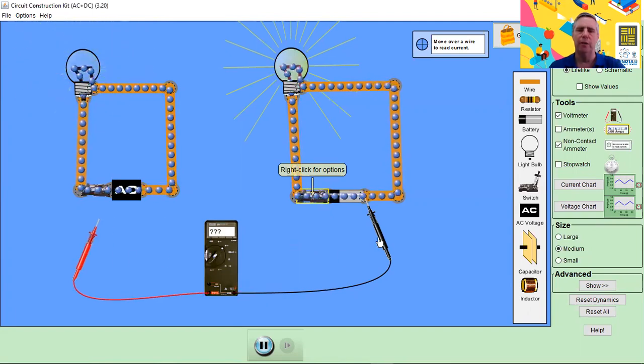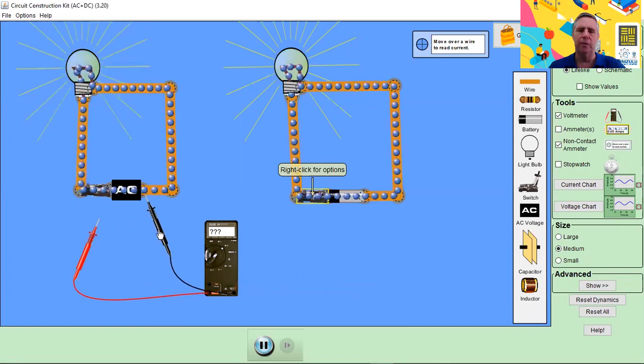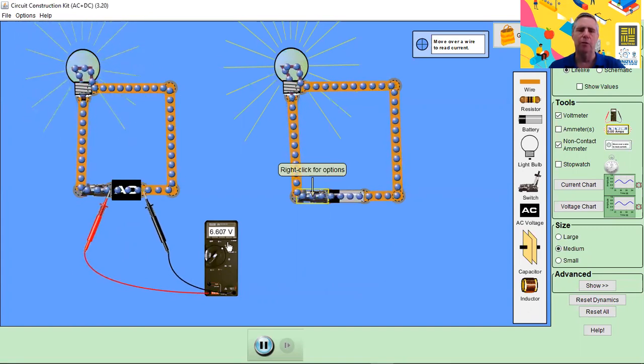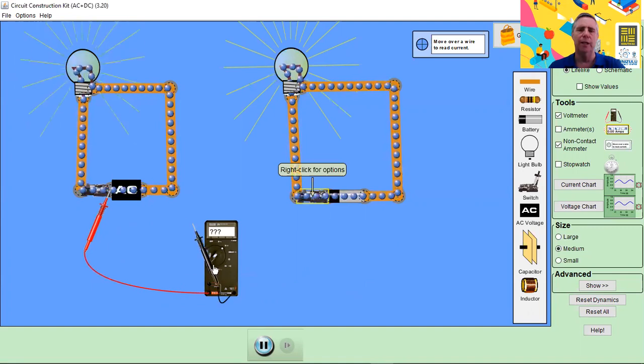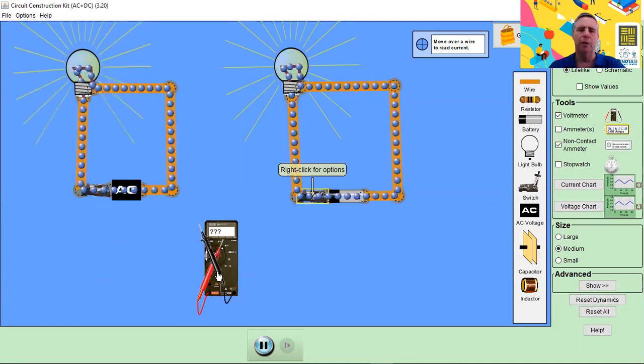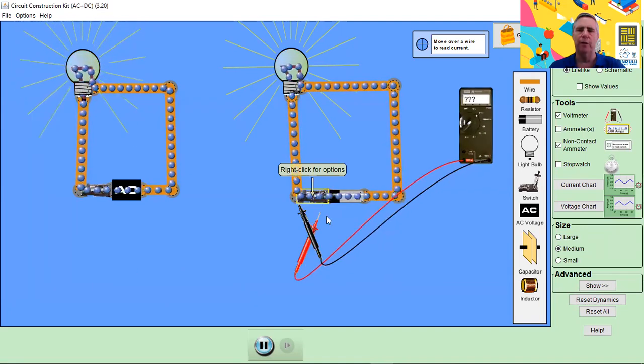If we disconnect it and connect it on the AC side, we find we have a problem measuring voltage because you can see it's changing all the time. It's changing from positive to negative. So in fact, that's not really a very good way of measuring voltage for alternating current.